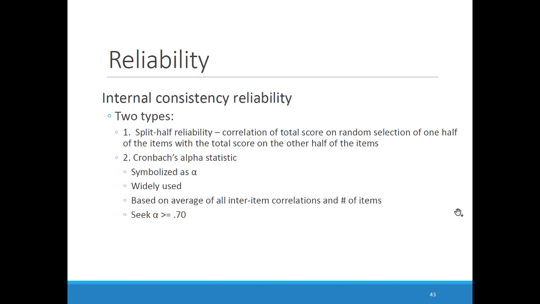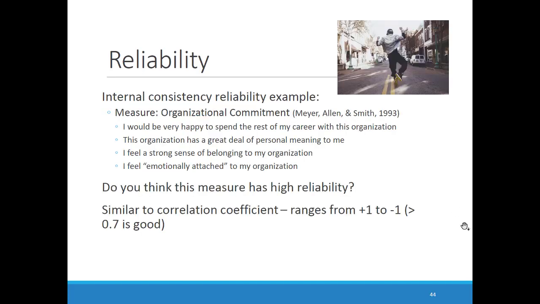For the correlation, that's a fairly strong positive correlation. Here's an example of a measure of organizational commitment. This is a measure that is fairly frequently used in IO psychology. An example question is, I would be very happy to spend the rest of my career with this organization, and this organization has a great deal of personal meaning to me. I feel a strong sense of belonging to my organization, and I feel emotionally attached to my organization.